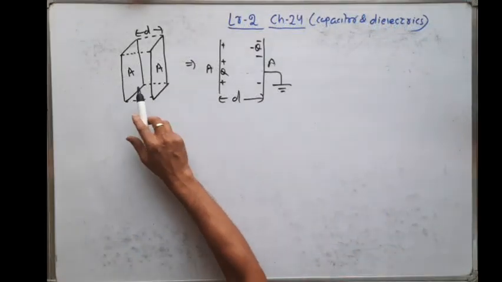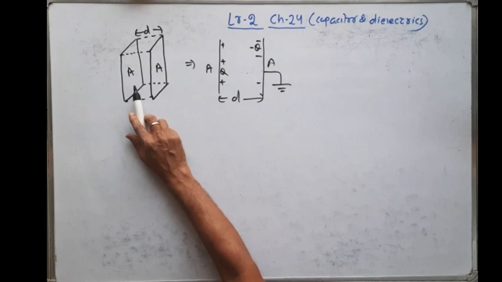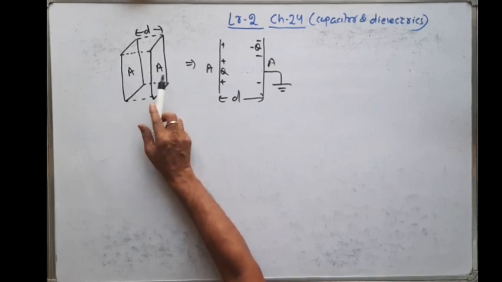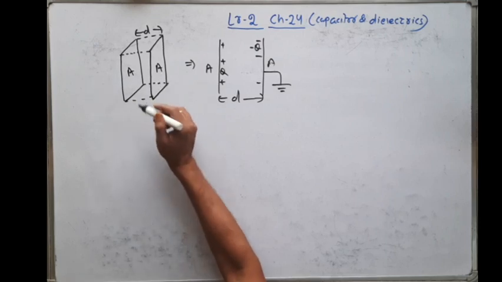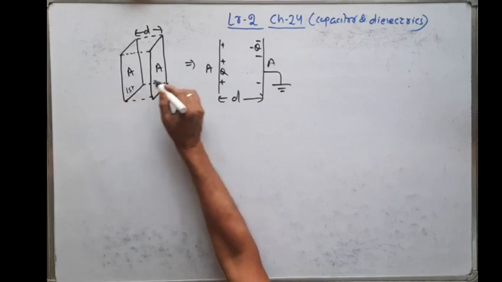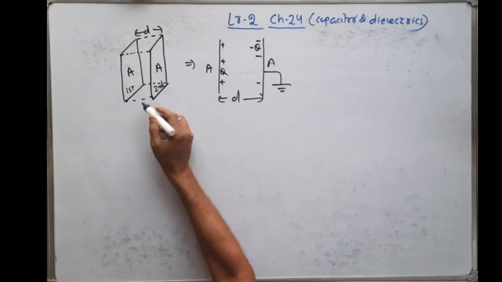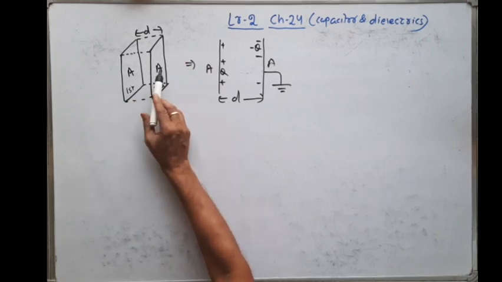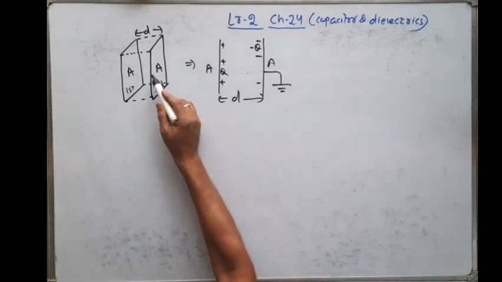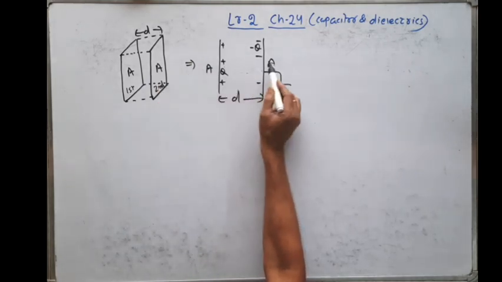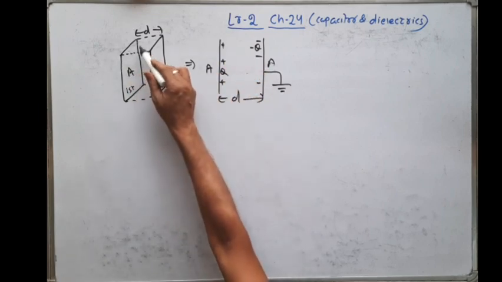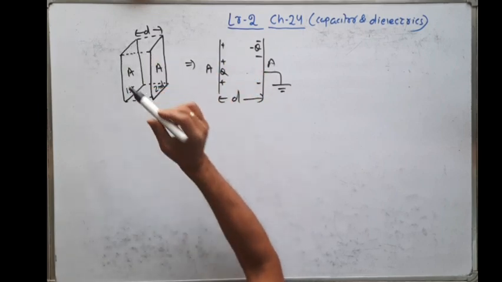Now instead of metallic spherical conductors, if I take two rectangular plates, this is the first plate, this is the second plate. They are separated by what distance? Distance d. What is the area of the plate? Area of the plate is equal to A. So this figure is similar to this. Here I have drawn this line to indicate a square or rectangular plate.